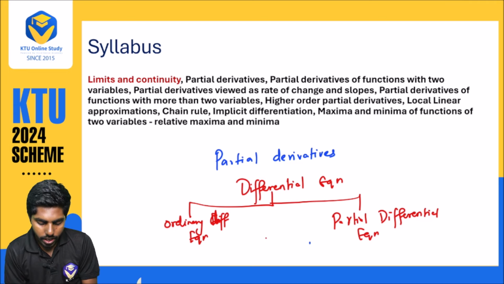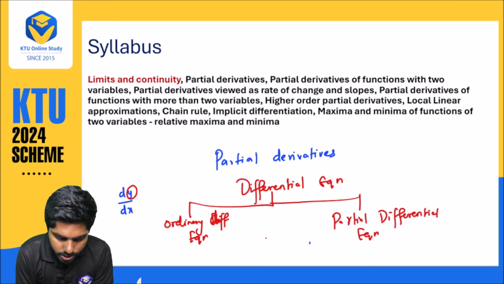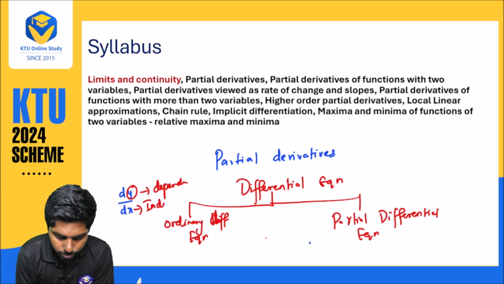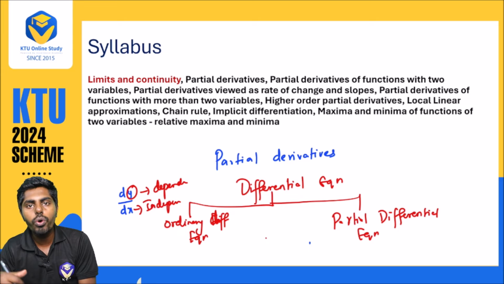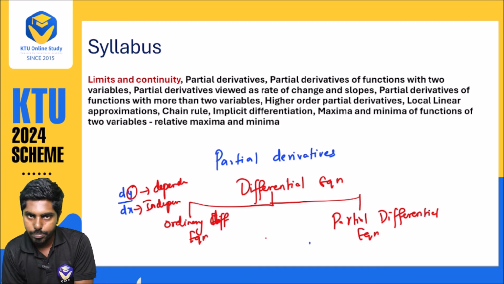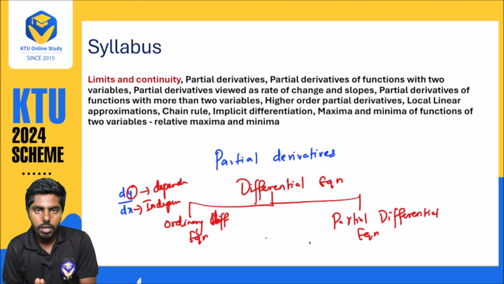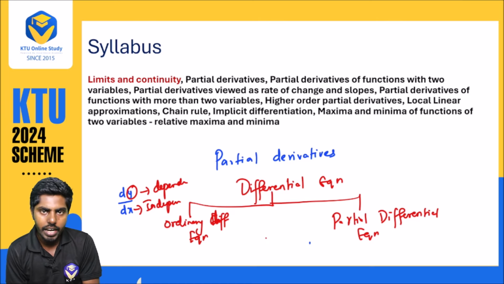In our school life we have learned about the ordinary differential equation. That means we will have one independent variable and one dependent variable. That means y is a dependent variable and x is an independent variable. When it comes to partial derivative, you will have two or more independent variables, that we will be seeing in our classes. So today's topic is entirely about limit and continuity. This is a very easy topic which we have learned in our school life also.